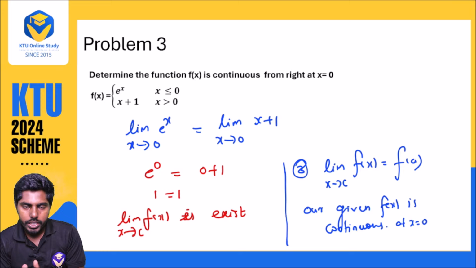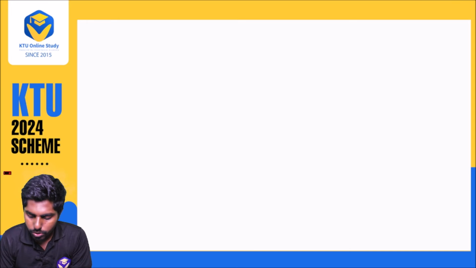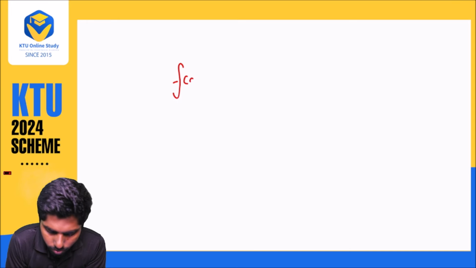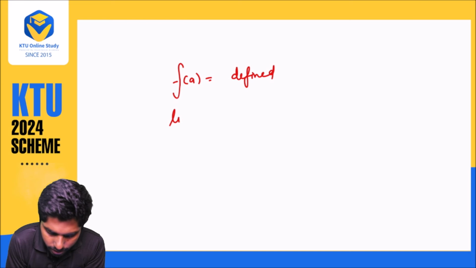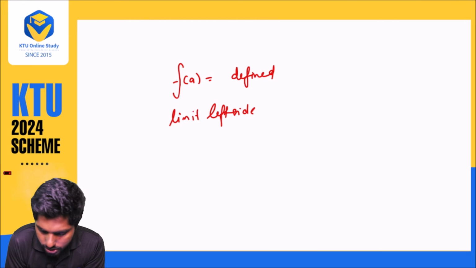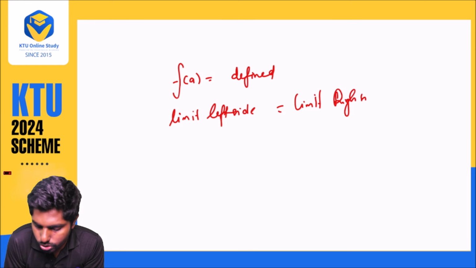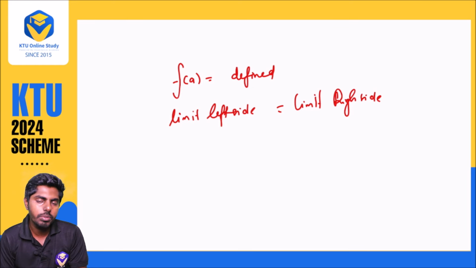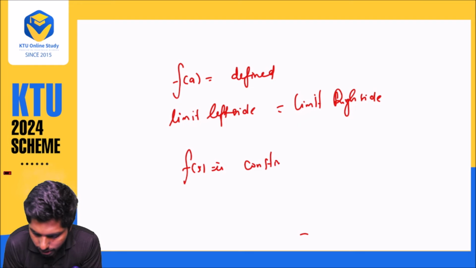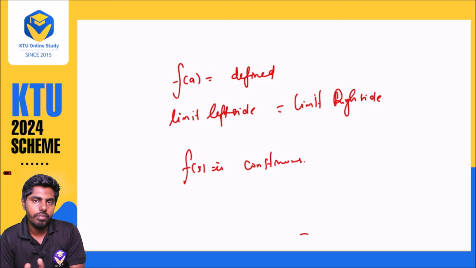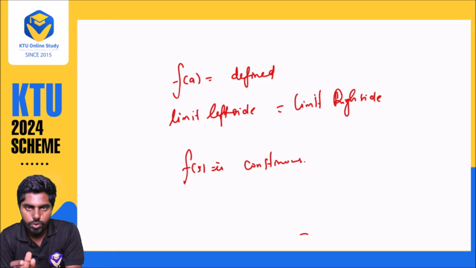So what have you understood? The procedure is very simple. You want to identify whether f of a is defined, and whether the limit on the left hand side is equal to the limit on the right hand side. Both conditions should be satisfied. When both conditions are satisfied, automatically we can say that f of x is continuous. This is the way we identify whether the given f of x is continuous at a certain point or not.